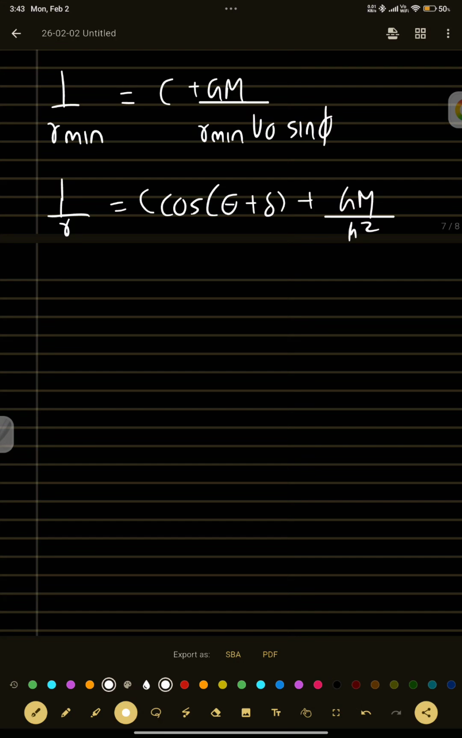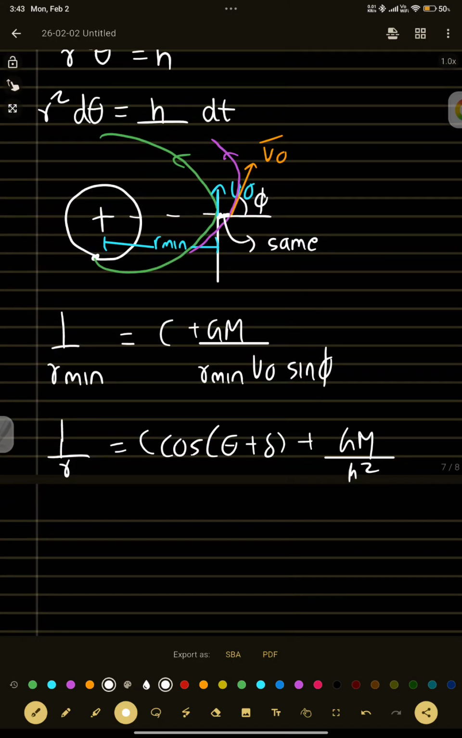And V naught is now at an oblique angle. So this cannot be R minimum. तो क्या होता है? There will be a R minimum which you need to determine. तो वो कहाँ होगा? We have to determine. So let's say somewhere like this.